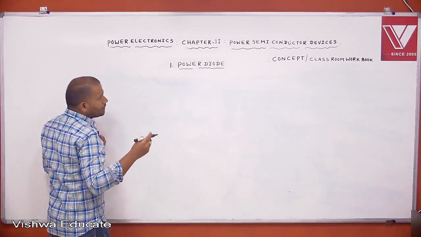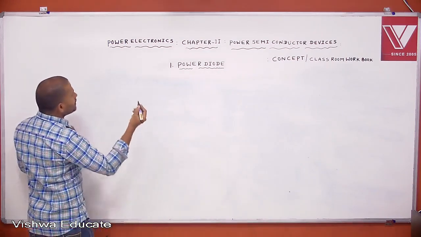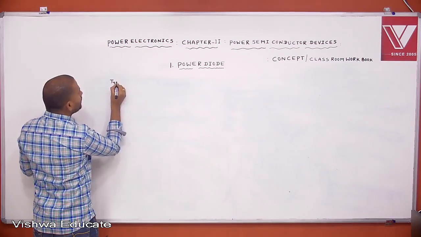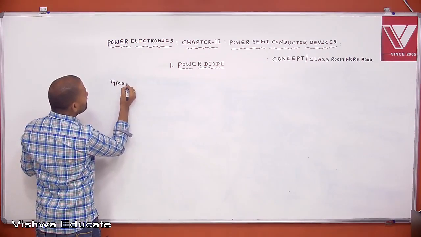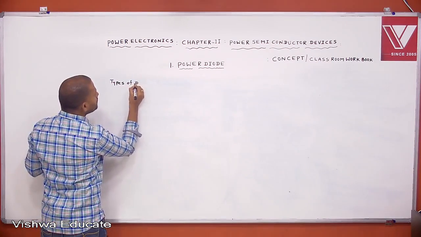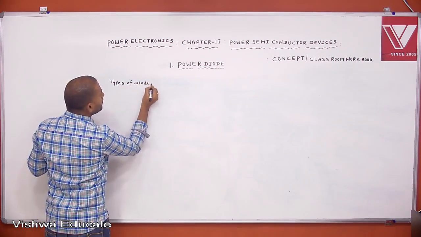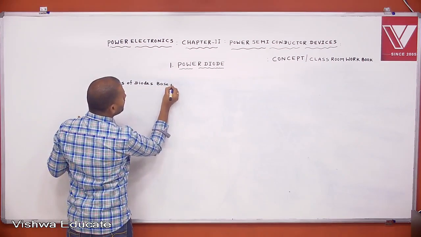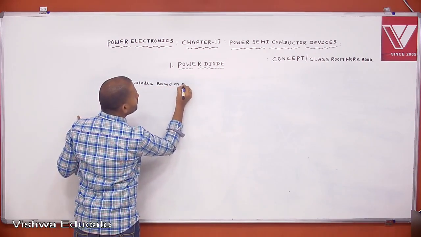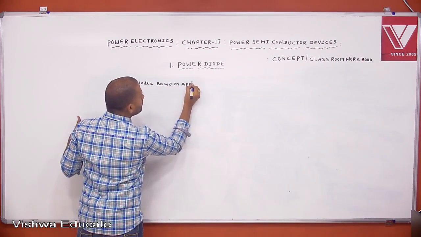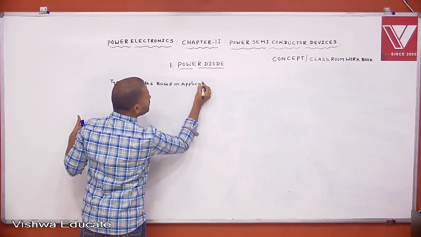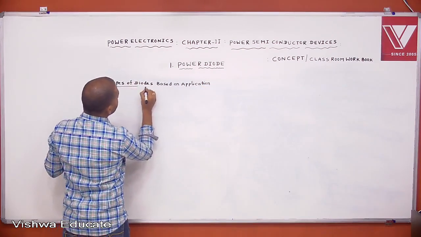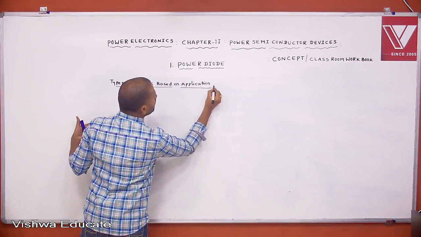We'll see what are the types of diodes based on application. These are the types of diodes based on application. This concept is important for theory.